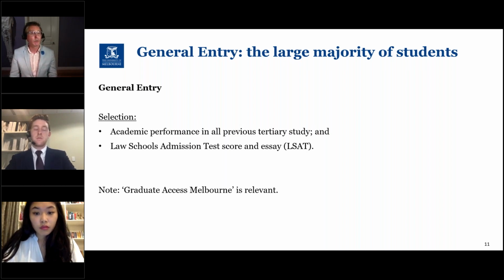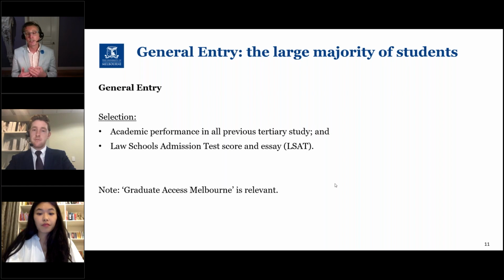So basically what we look at is academic performance in previous tertiary study and the Law School Admissions Test, or the LSAT. Now, we take students from any discipline, and I mean any discipline. So students can come across from everything from arts, from dance, from design, from commerce, from science. We select students from any undergraduate degree.